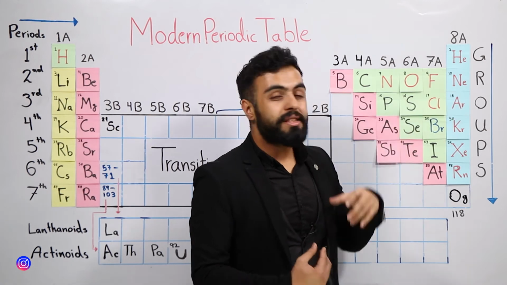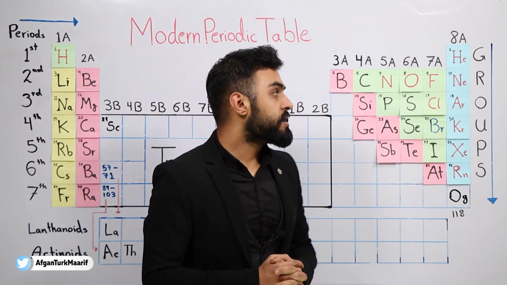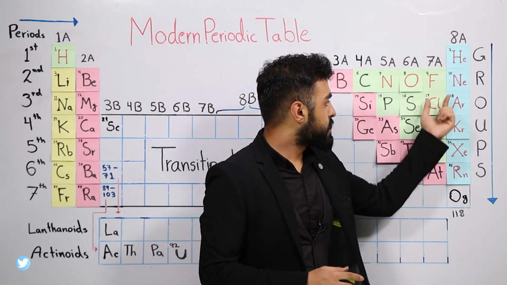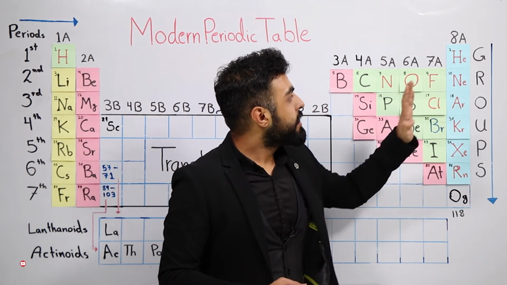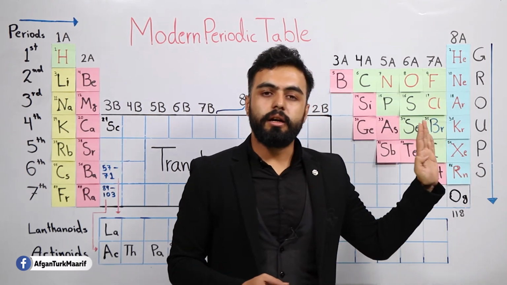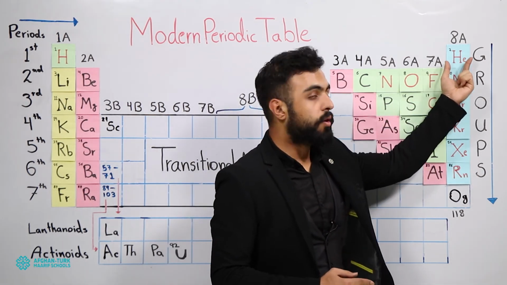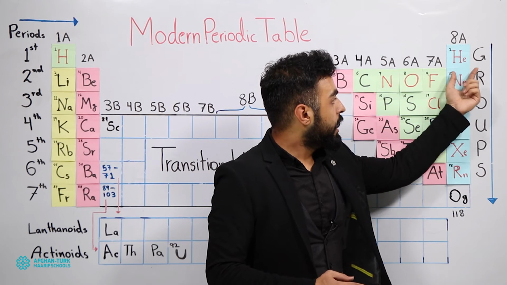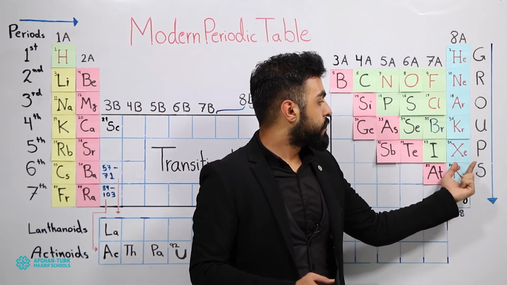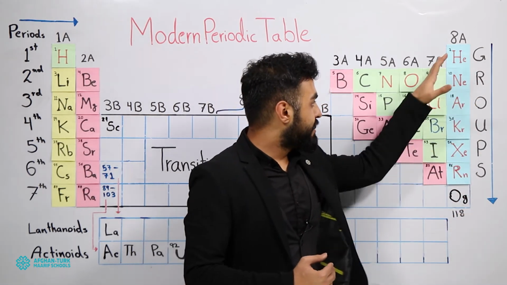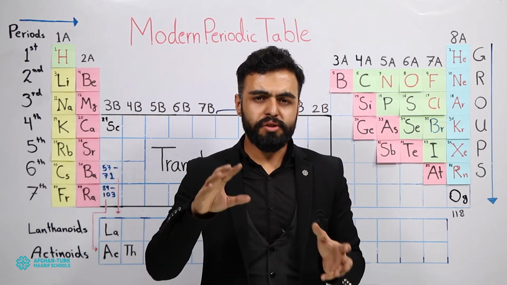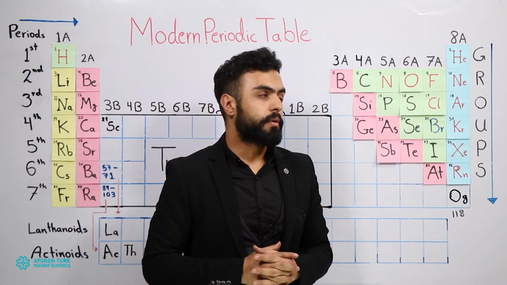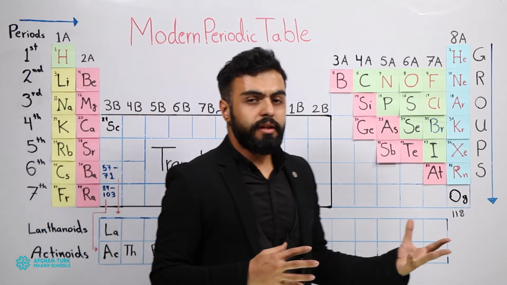The seventh group is called halogens. There are four famous halogens: fluorine, chlorine, bromine, and iodine. The last main group is called the noble gases. Here they are: helium, neon, argon, krypton, xenon, and radon. They are also called the zero group because their charge is mostly zero. So they are the main groups.